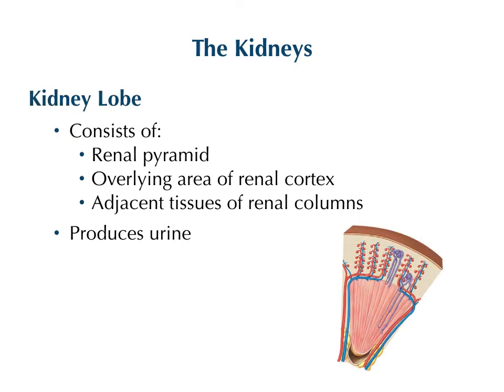The renal lobe is a portion of a kidney consisting of a renal pyramid and the cortex above it and the adjacent tissues of cortex that dips down on each side, or the renal columns. This is the unit of the kidney that produces the urine.